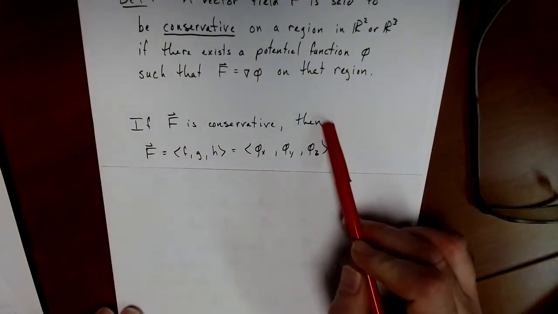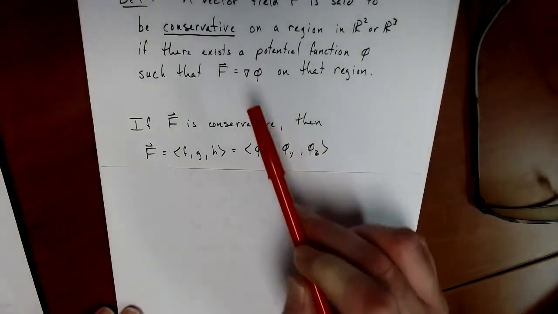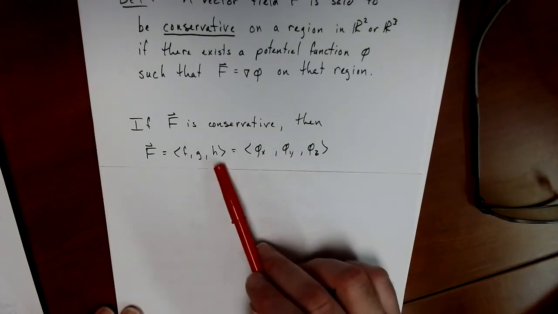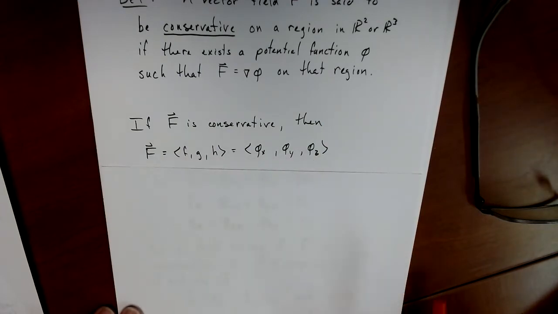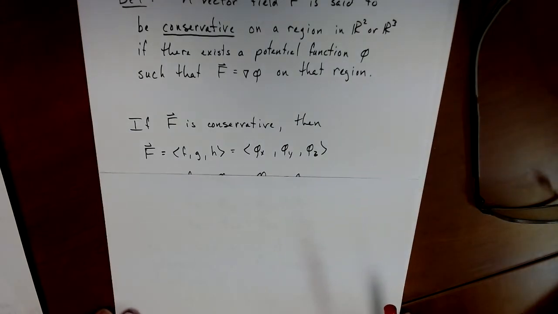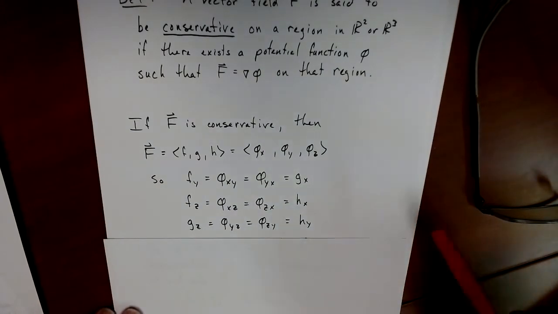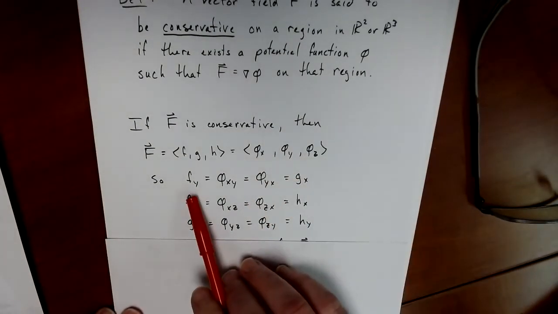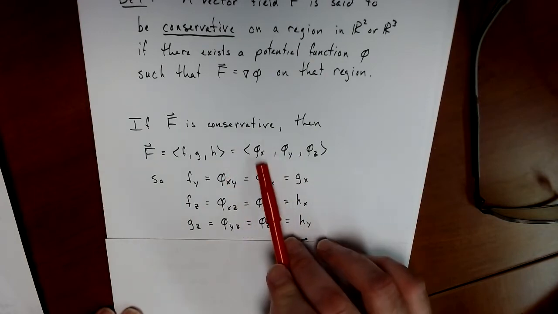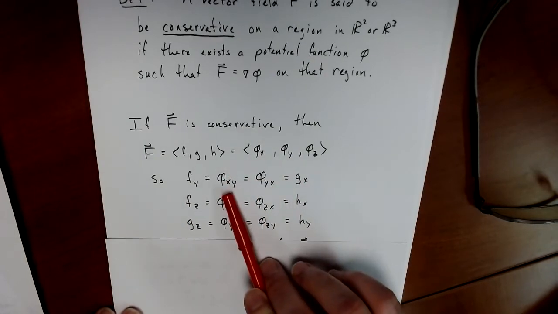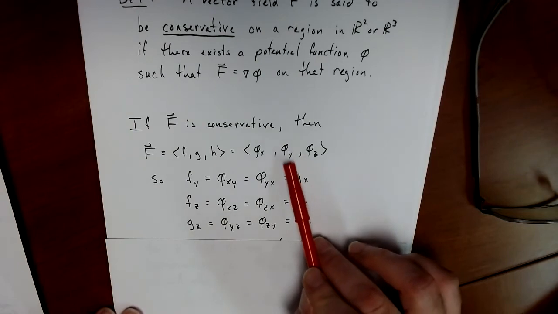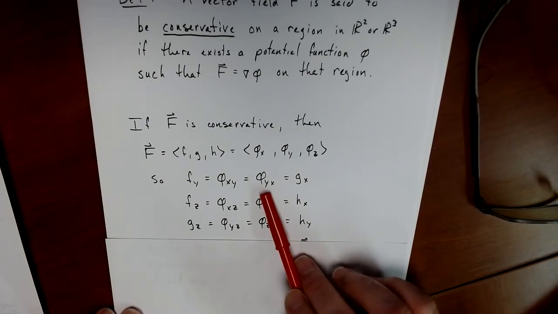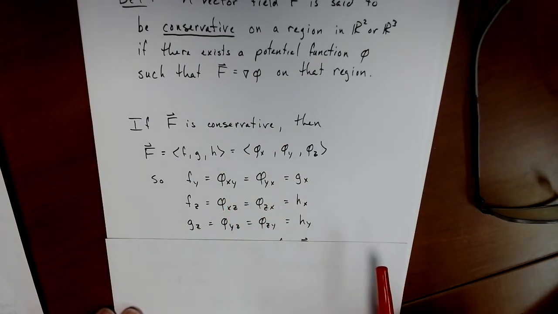If F is conservative, then by virtue of the fact that it is a gradient field, little f will be phi x, little g will be phi y, and if we've got a three-dimensional field, little h will be phi z. And then by virtue of Clairaut's theorem, phi xy equals phi yx. So here's f, take the derivative of that with respect to y, I get phi xy. Here's g, so if I take the derivative of that with respect to x, I get phi yx, and Clairaut's theorem says those would have to be equal.